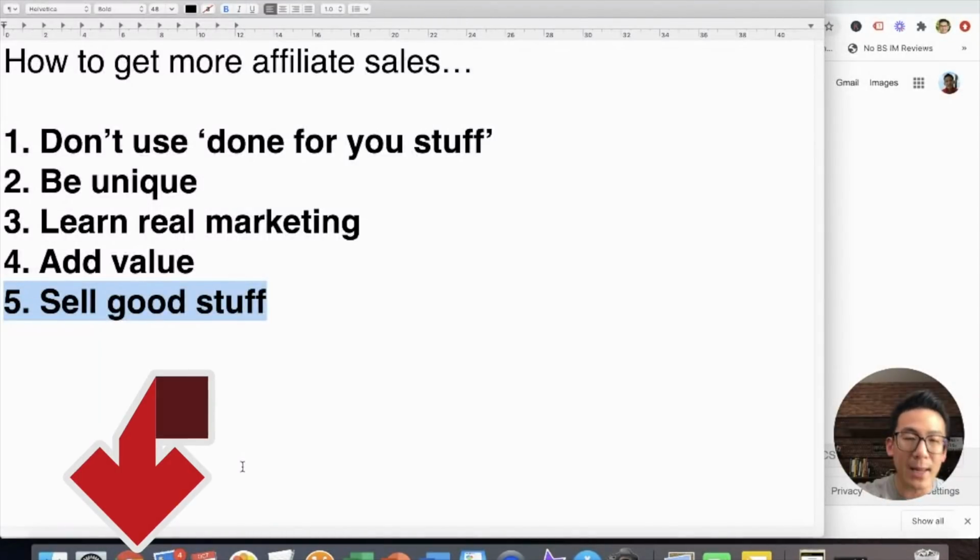It's going to show you why you haven't been making more affiliate sales, how to make more affiliate sales, and you're really going to get a good understanding of how to really create 5, 6, 7 figures with affiliate marketing if that's what you really want to do.